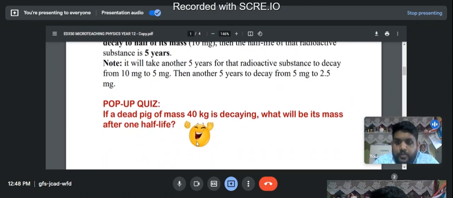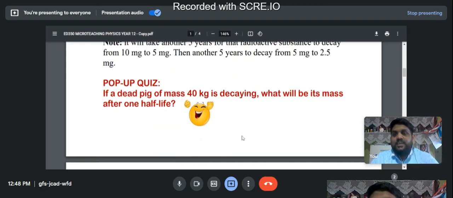Now I've got a pop-up quiz for you guys. It says, if a dead pig of mass 40 kg is decaying, what will be its mass after one half-life? You must have seen a dead pig, or a lizard or a cockroach decaying. For example, say that cockroach is a 40 kg cockroach, a very big cockroach. It can eat you, so be mindful. It will decay, and after one half-life, maybe after 3 or 4 days, what will be its mass?